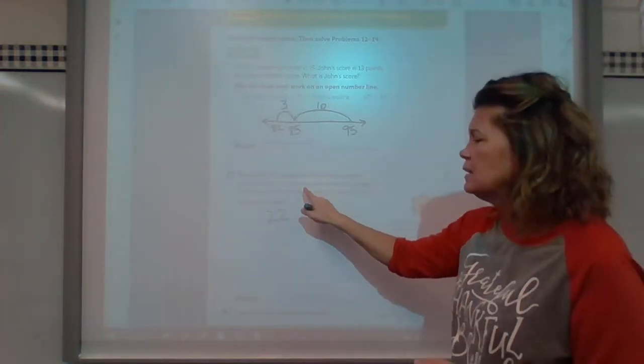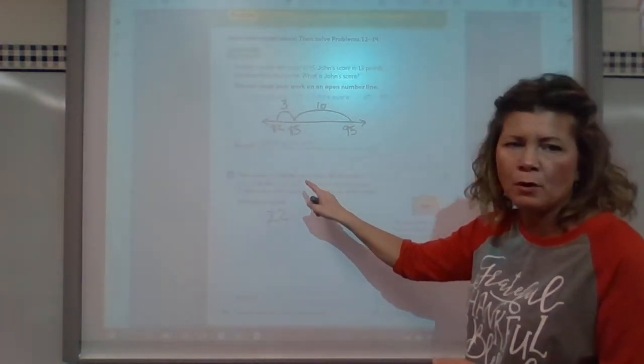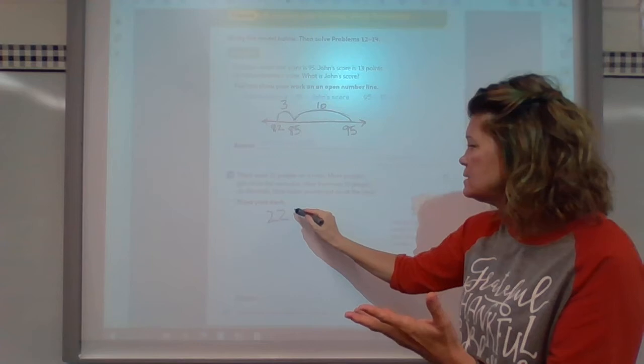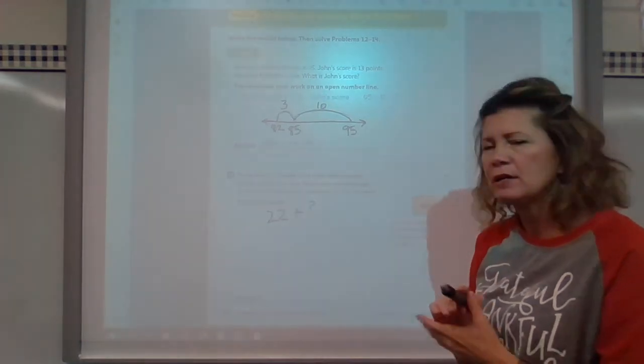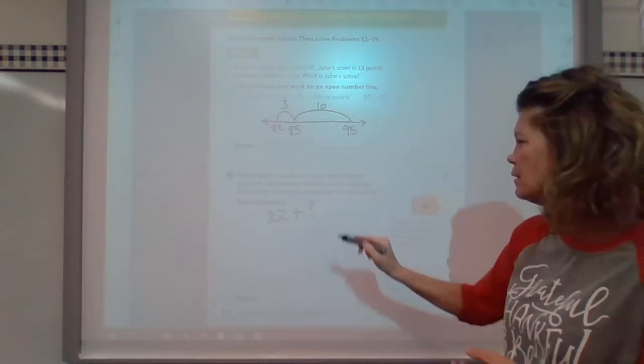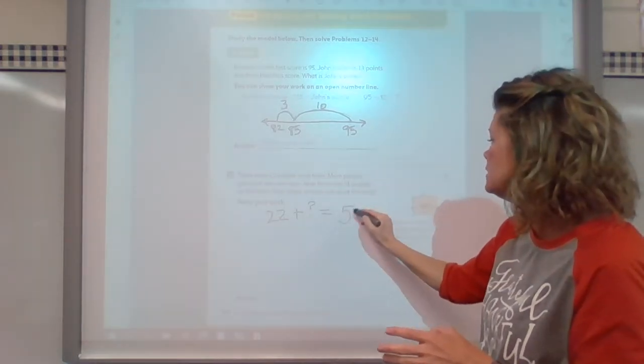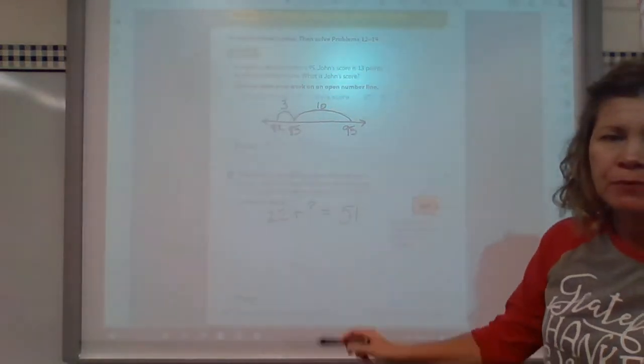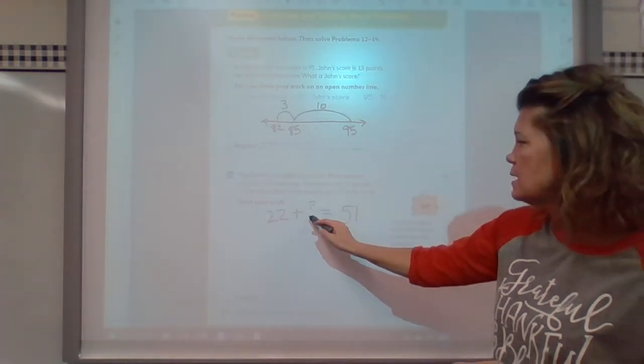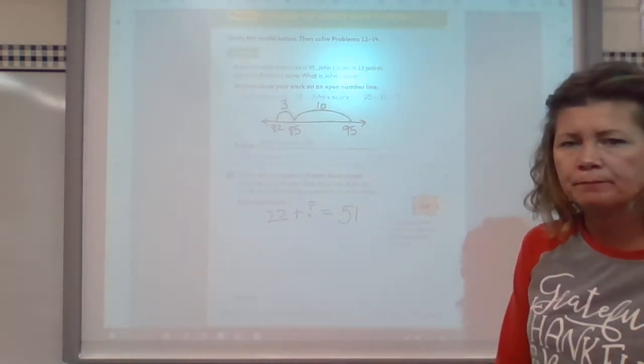More people got on at the next stop. It doesn't tell me how many more. But since I'm getting more, I need to add. And I'm not quite sure how many I'm going to add, so I'm going to put a question mark. I do know the total now. The total is 51. There's my equation. 22 plus something equals 51.